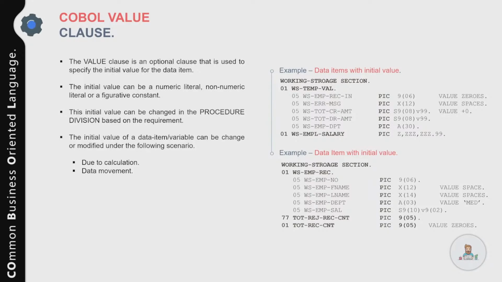After that we have the employee department variable, which is defined as alphabetic, and the length is 3, and we have assigned an initial value of MED. That means it's a medical department. So whenever you run your program, this particular variable will have an initial value of MED, and you can very well change that as per your requirement in your COBOL program.